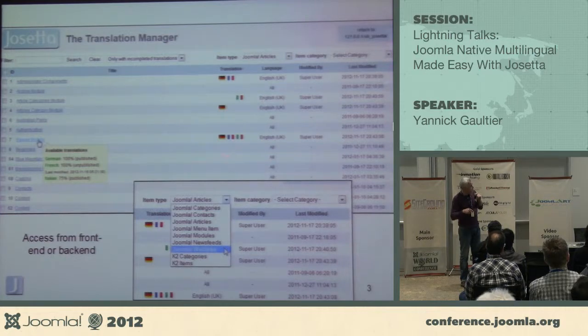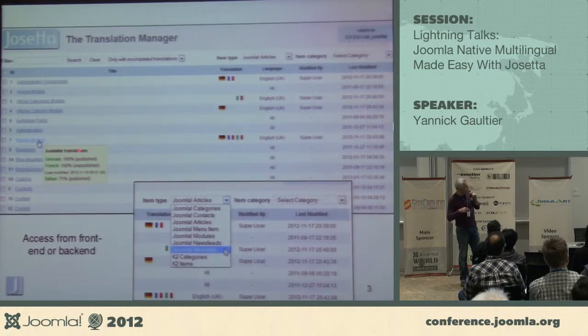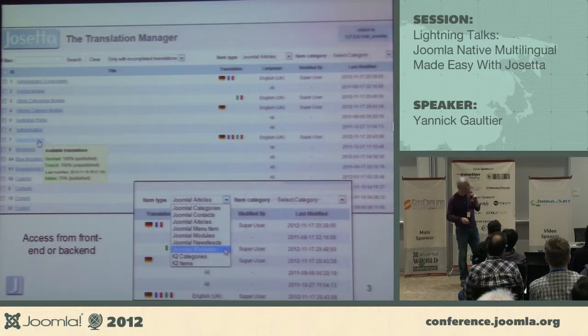This screen here is going to give you an overview of the current status of your translation. For each item here, you'll have a little flag that tells you there is currently a translation for that particular language. And if you hover over one of those lines, you'll see that the German translation is at 100%. It's been published or unpublished, whatever. So you've got one screen that gives you an overview of your translations.